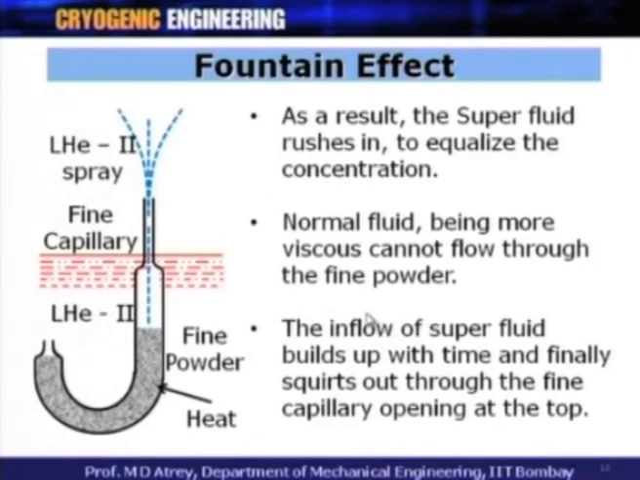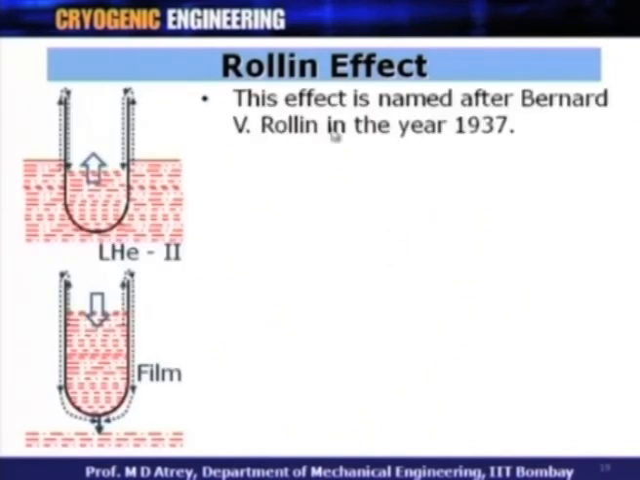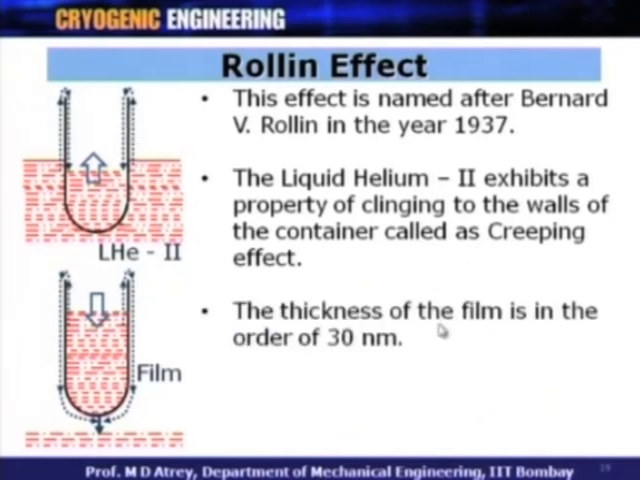And this is basically with the same application of same reasoning of less viscosity of helium 2, you can see these effects. Now, the next effect is called the Rollin effect. This effect is named after Bernard V. Rollin in the year 1937. The liquid helium 2 exhibits a property of clinging to the walls of the container, called the creeping effect. What you see in this picture is the same thing. You see this wall of this tube, liquid helium 2 is clinging to the wall, and this is what we call a creeping effect. The thickness of this film is in the order of 30 nanometers.